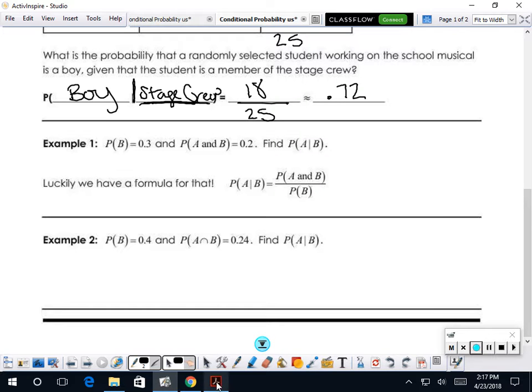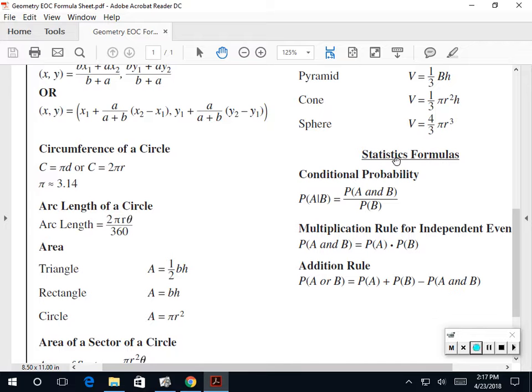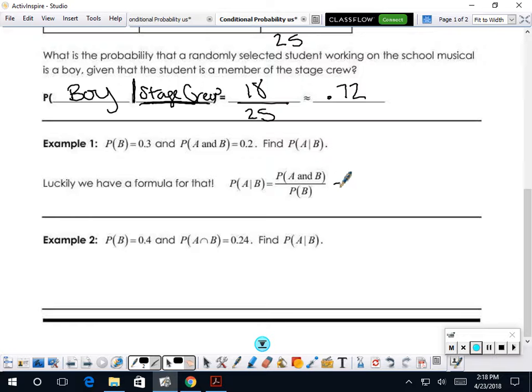Right? We don't have to memorize this formula. It is going to be on your formula sheet, okay, as well as the multiplication rule. Remember, the word and means to multiply. Okay, so probability of A and B, 0.2 is on top of my fraction, over the probability of B is 0.3. 0.2 divided by 0.3 is going to give me 0.67.